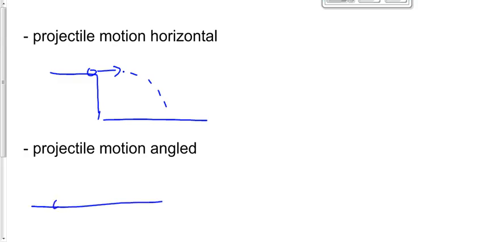Question number 1 on your final exam will be one of these two questions. It will be where an object is launched horizontally off the edge of a building or a cliff like this, or it will be one of these situations where the object is launched this way at an angle off the ground and ends up downfield somewhere.